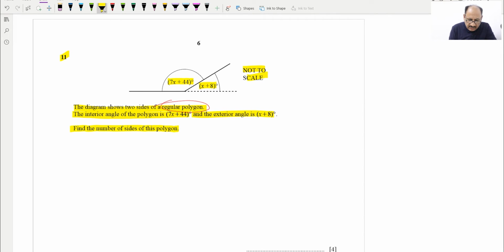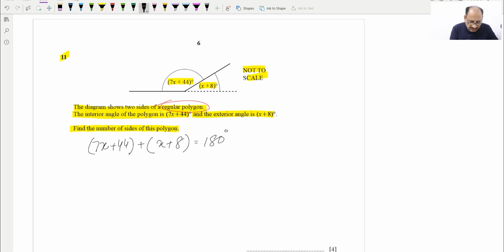We know that angles on a straight line add up to 180 degrees, and this angle is a straight line angle, which is 180 degrees. So both the angles add up to 180. This is the property we'll be using. So we can write 7x plus 44, one angle, plus the other angle, x plus 8, equal to 180 degrees. Now we can solve this algebraic equation and find the value of x, so we get the exact values of the angles.